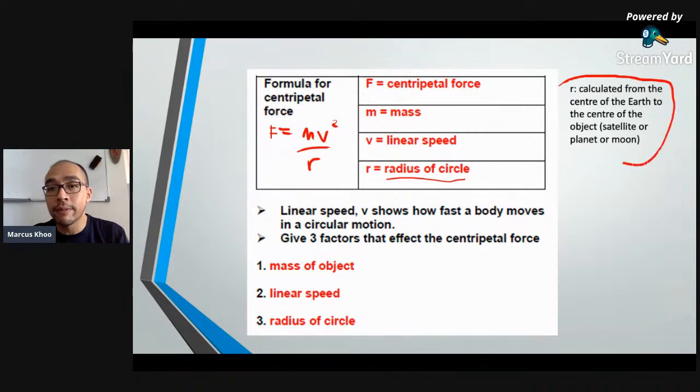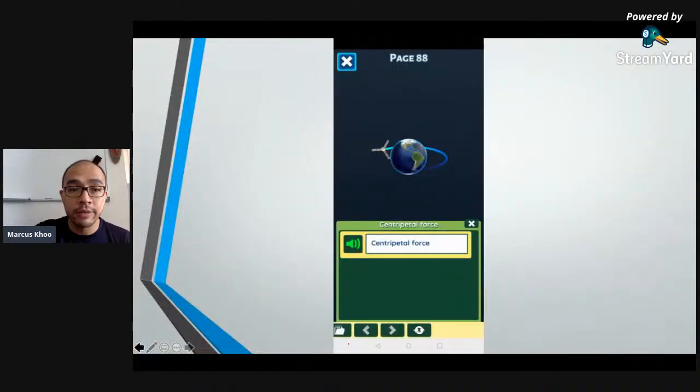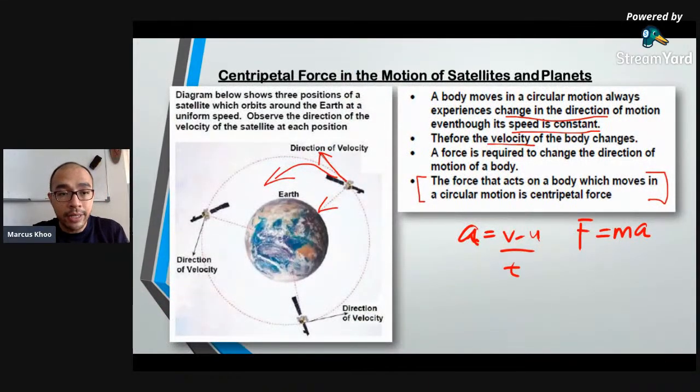The r is calculated from the center of the Earth to the center of the object. The radius is determined as the distance between the center of the Earth all the way to the object itself. That's the r that we talk about in this particular formula. So in our situation over here, the radius is from here all the way to here. This is r whenever we talk about centripetal force. Previously we've always been talking about the radius as the radius of the Earth, which I'm going to label as RE.